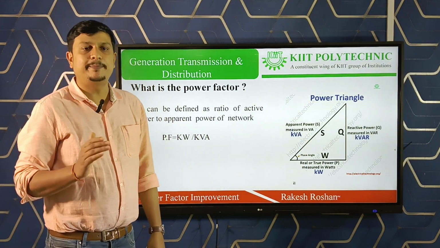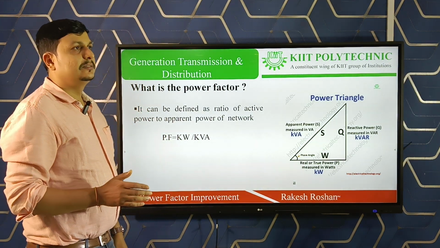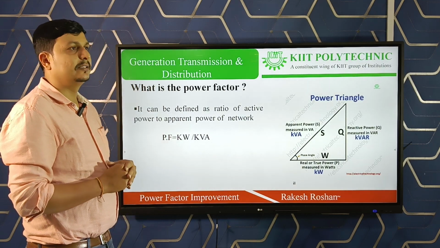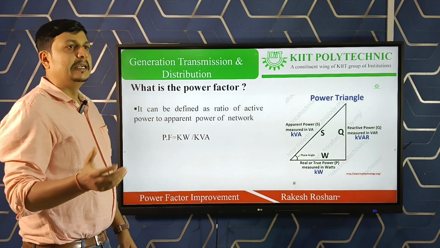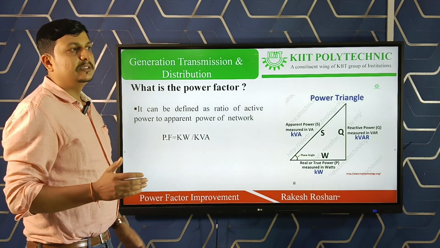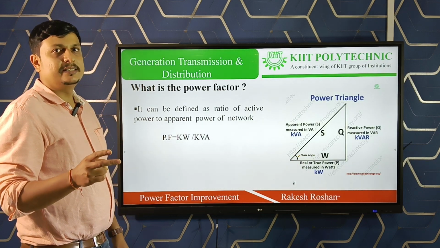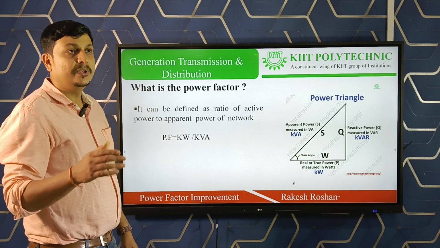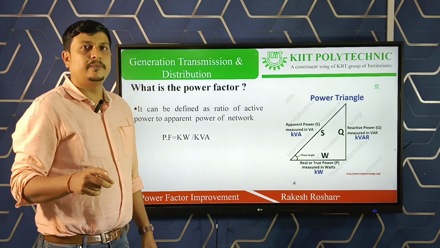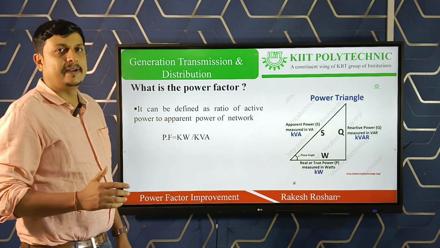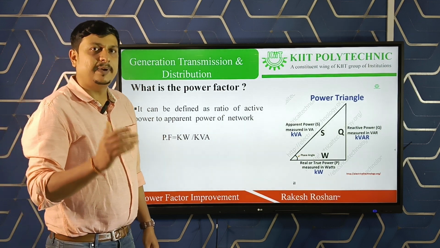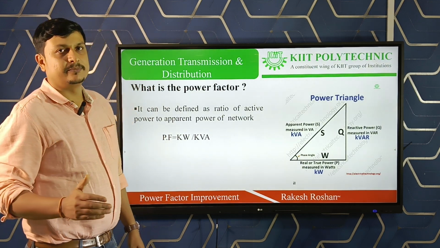So what is basically power factor? In several books there are several definitions of power factor. In some books it is written as the cosine of the angle between voltage and current. Yes, it is correct, but as the name suggests, it must be a ratio of two types of power. So what is the actual definition? Power factor is basically the ratio of active power and apparent power of the system.